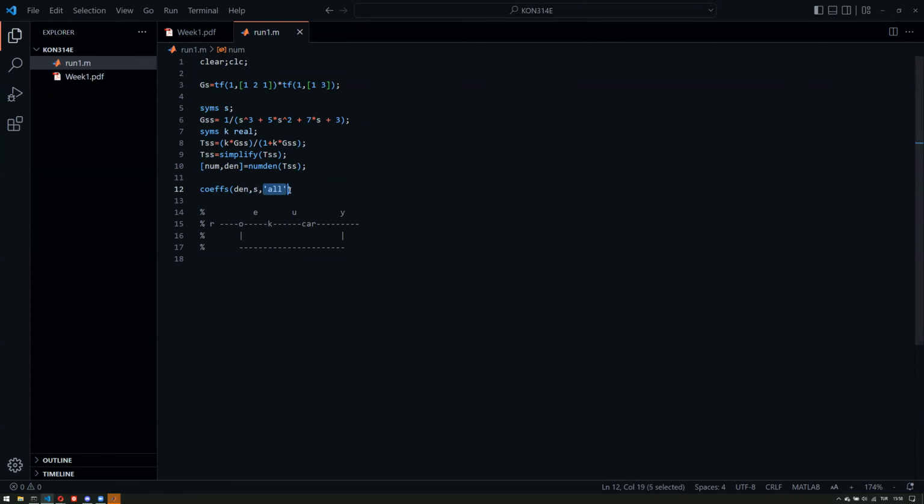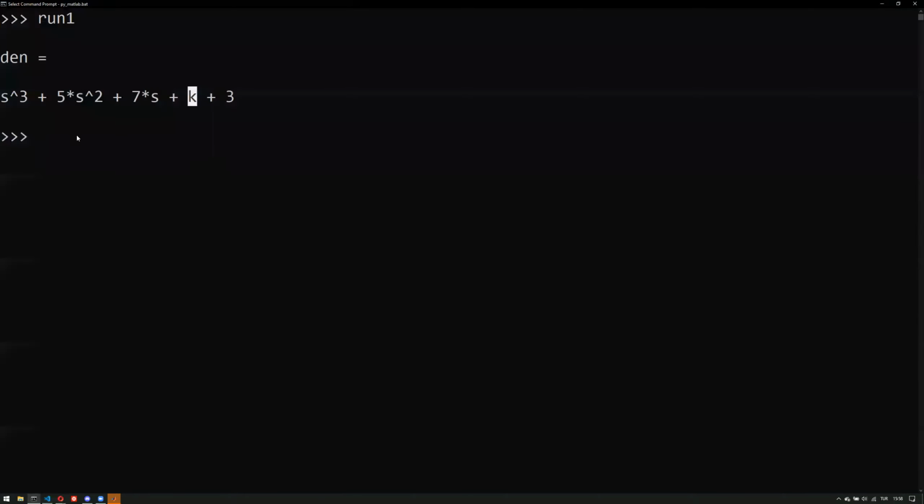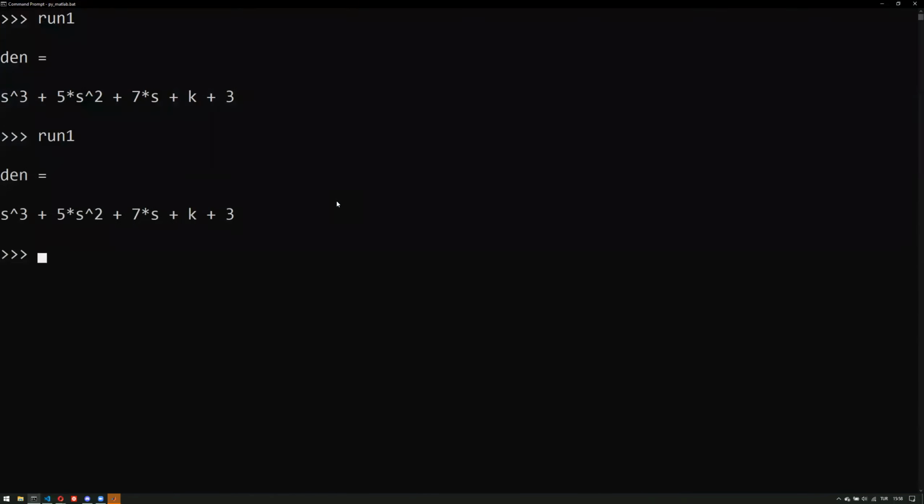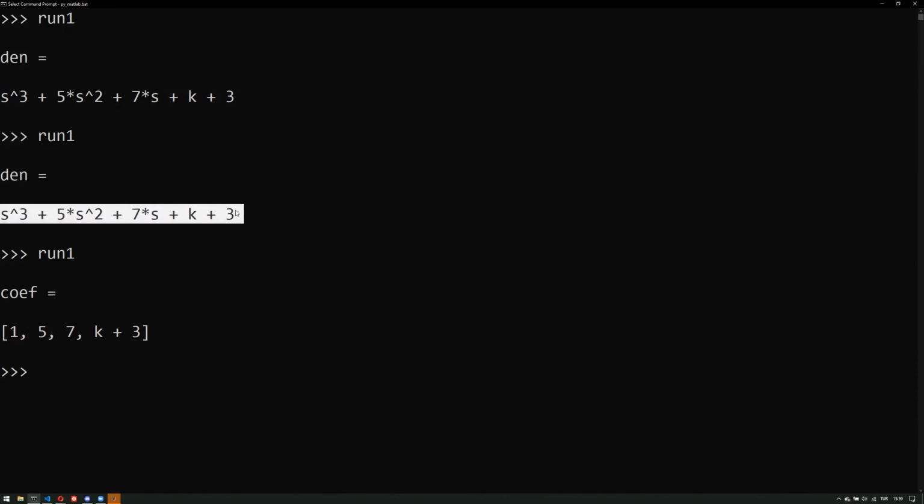And we provided the all keyword here, so it will fill out the blanks, the missing terms, with 0. And it will have the correct order since it has a special meaning for us. In order to be able to reconstruct the polynomial, the order of the coefficients makes the difference here. So if you mess it up, it will become k plus 3s cubed plus 7s squared plus 5s plus 1, which is not the original polynomial. Therefore, it should always be in descending power order in order to not mess up stuff.